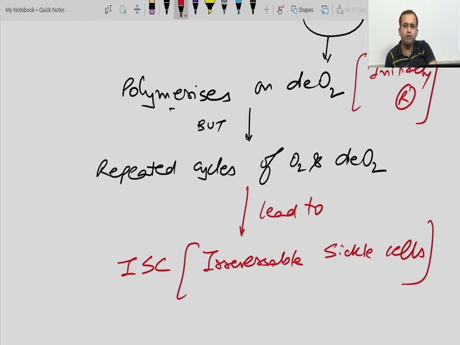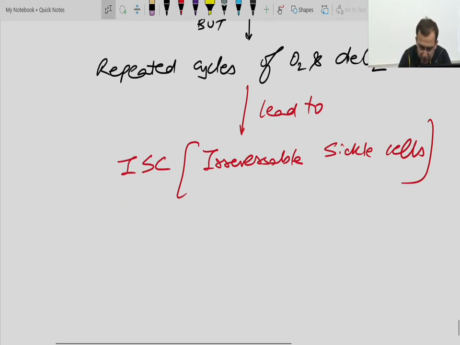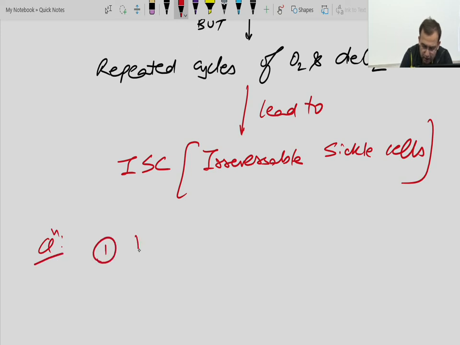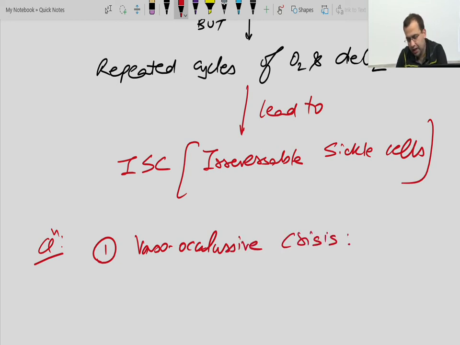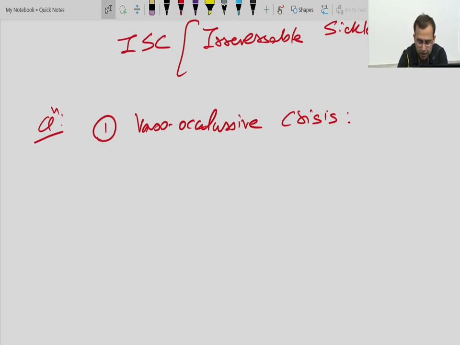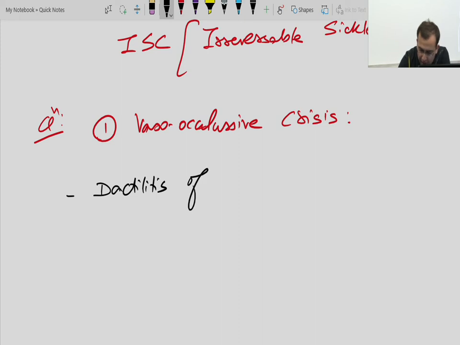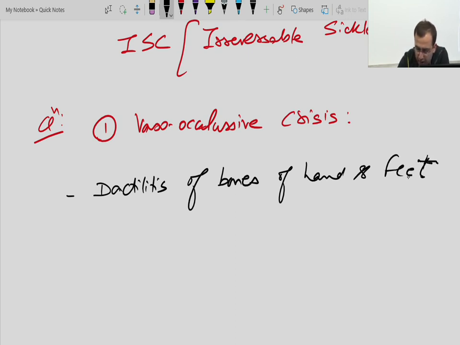Next point, so even if they are formed, what is the problem? The problem is, starting with clinical features: firstly, it is associated with vaso-occlusive crisis, that is occlusion of various vessels. What are the sites of these vaso-occlusive crises? Dactylitis. Dactylitis means bone pains, of the bones of hands and feet.